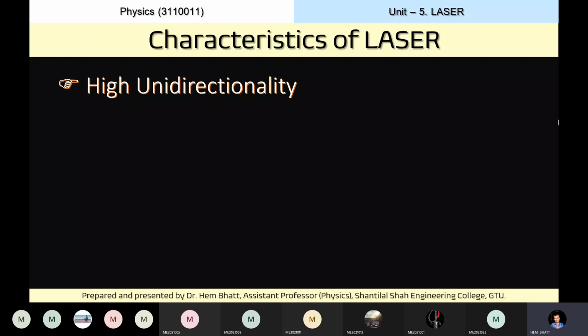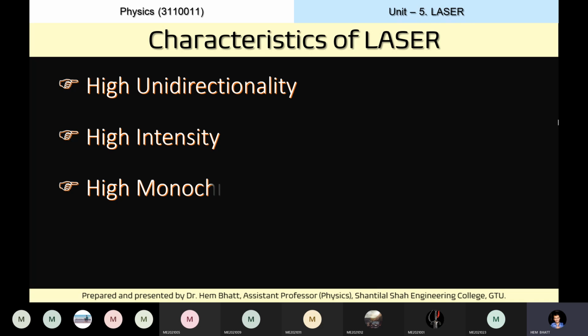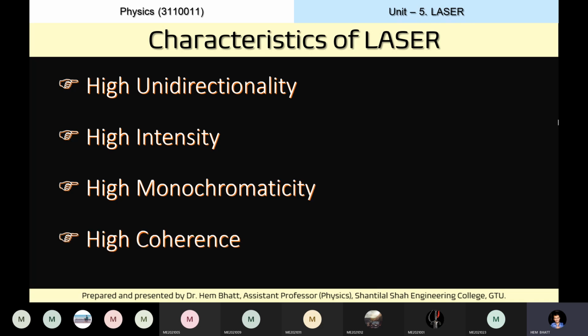Laser is highly unidirectional light. It has very high intensity. It is monochromatic radiation and it is highly coherent. Once again, I would like you to explain what is the meaning of monochromaticity. What do you mean by monochromatic radiation?